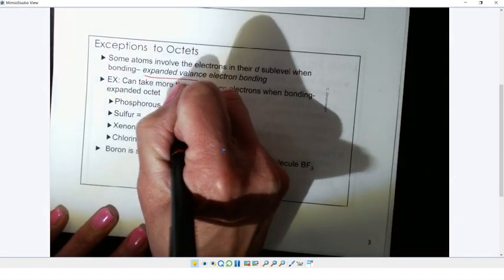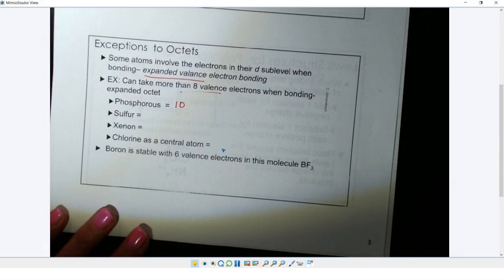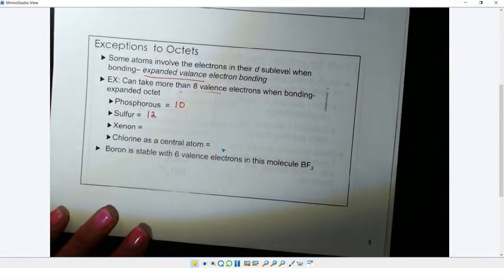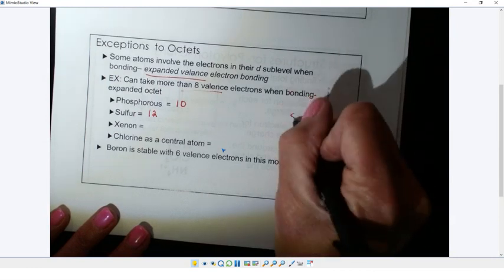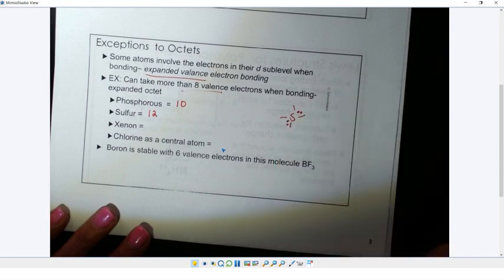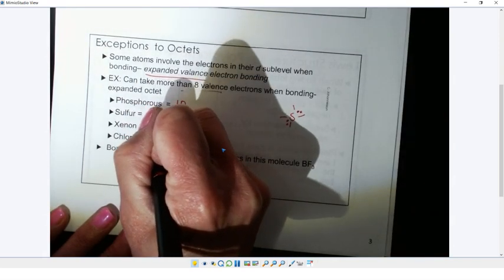So phosphorus can take 10. That means he could have 2, 4, 6. So instead of having an octet in the center, he could have an extra pair of electrons, just when he's in the center. Sulfur, 12. So when sulfur's in the middle, he could have 2, 4, 6, 8, 10, and 12. So he could have more than those 8 surrounding him when he's in the center.